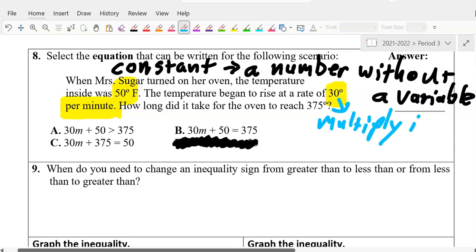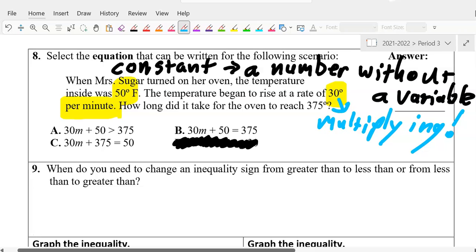Everybody, I want you to think about it with me for a second. Every minute we go up 30 degrees. So, 1 minute, that's how many degrees? 30. How many degrees for 2 minutes? 60. What about 3? 90. So, what are we doing to the number of minutes? Adding 30. We're multiplying. See? If it was 10 minutes, it would be 30 times 10. So, that's why I say it's multiplying.